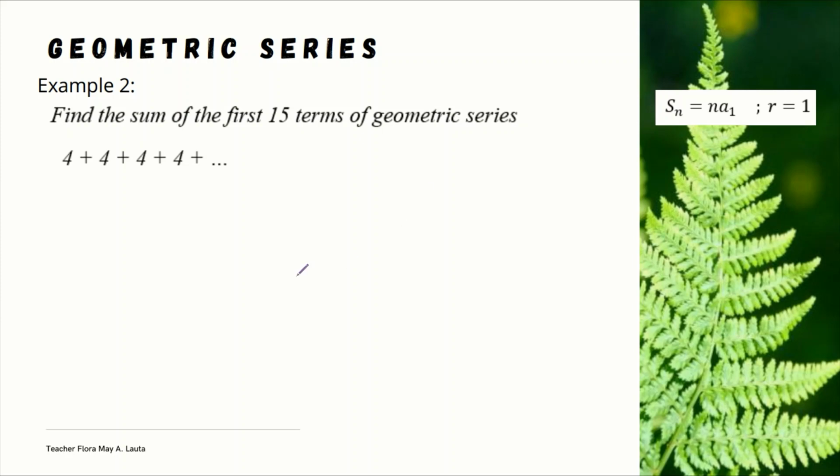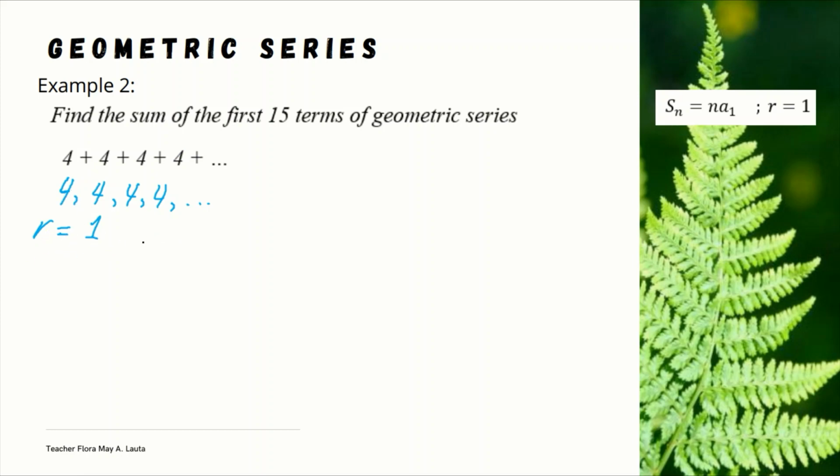Okay, so example number 2. Find the sum of the first 15 terms of the geometric series 4 plus 4 plus 4 plus 4 plus 4 and so on. For this one, our sequence is 4, 4, 4, 4, 4, and so on. As you can see, our common ratio here is positive 1, since 4 divided by 4 is 1, or 4 times 1 is 4, 4 times 1 is 4.